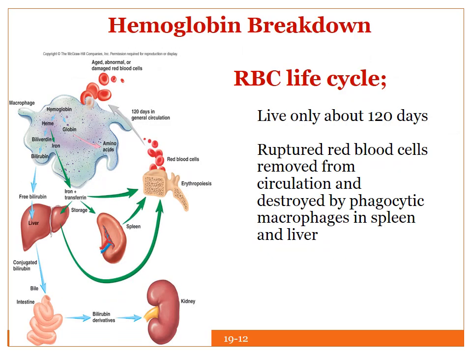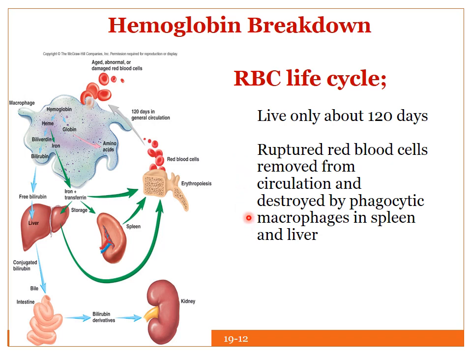The normal lifespan of a red blood cell is approximately 120 days. Recall that the structure of the red blood cell is such that it's very flexible, very deformable. And as the red blood cell gets on in its years, towards the end of its lifespan, it becomes less flexible, less deformable. So eventually it gets picked up as it's going through the spleen and the liver.